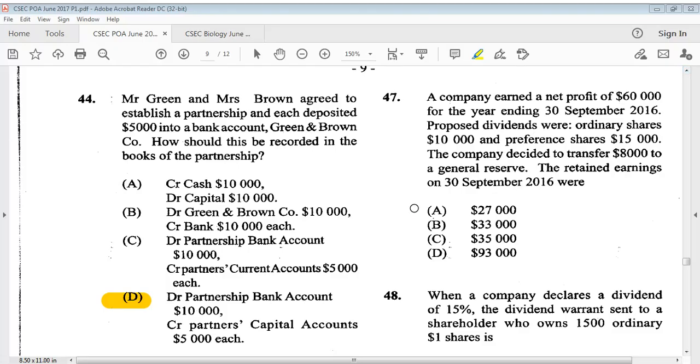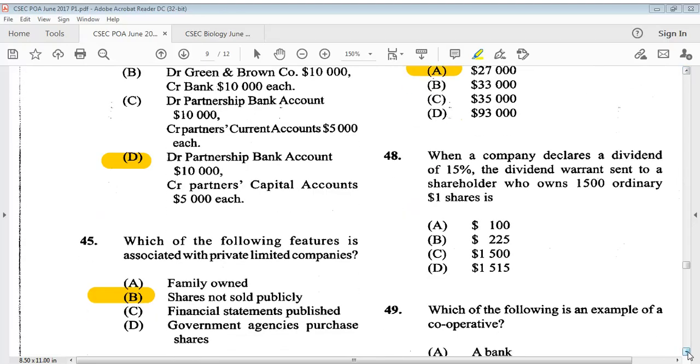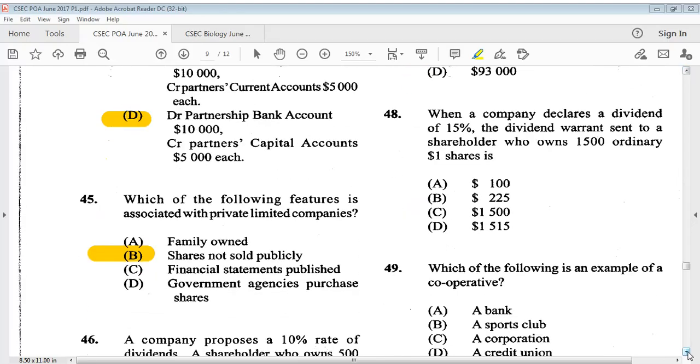So A would be our answer. And there's another way that we could have worked this out as well. Question 48 says, when a company declares a dividend of 15%, the dividend warrant sent to a shareholder who owns 1,500 ordinary $1 shares is... Now we know 1,500 $1 ordinary shares, we know that is $1,500. So we're going to find 15% of $1,500, and that is $225. So B would be our answer.